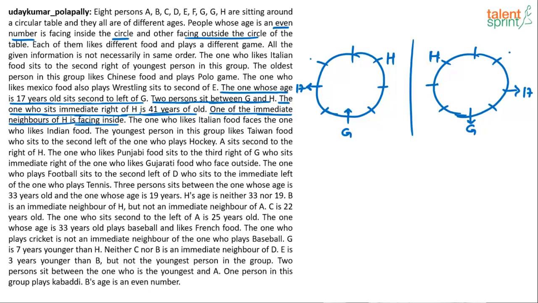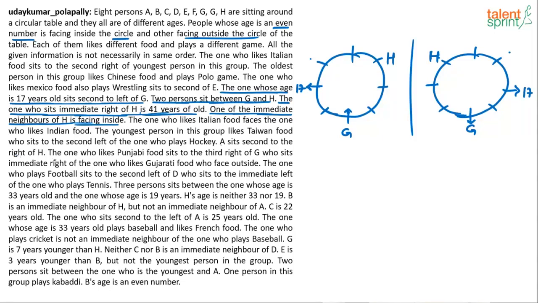Okay, let's proceed. See if something else is available. The one who likes Italian food faces the one who likes Indian food. Not useful immediately. Youngest person in the group likes Taiwan food. Who sits second to the left of the one who plays hockey? A sits second to the right of H.